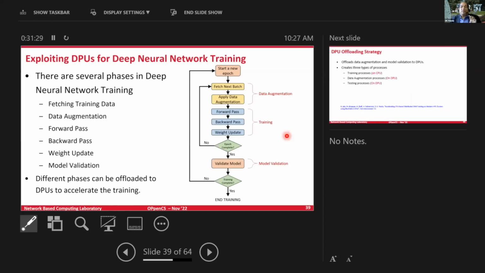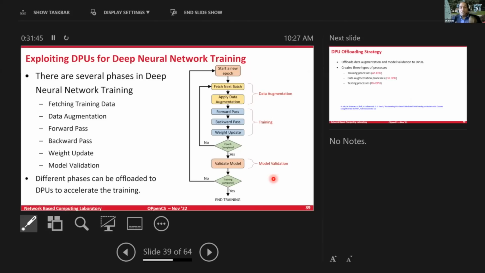Now, similar kinds of designs, I talked about DPU for HPC. Now you can actually use the DPUs for deep learning training too. You can boost the performance. So if some of you are familiar with deep learning training, there are multiple steps like data augmentation, training, model validation.